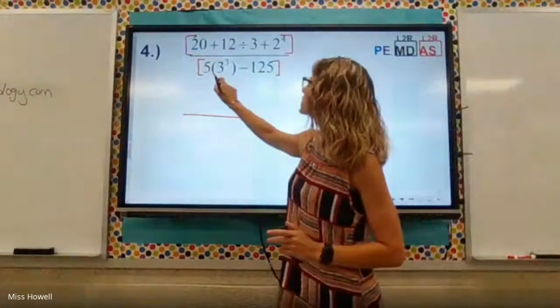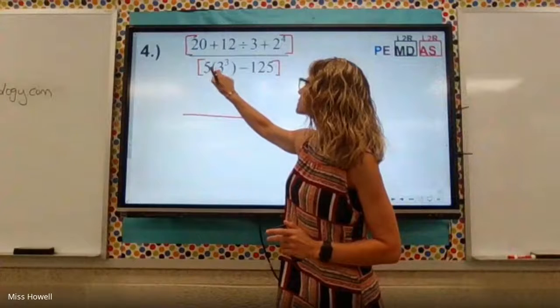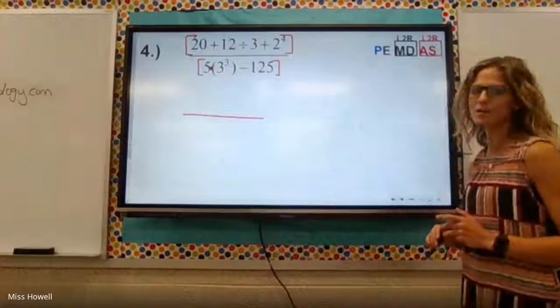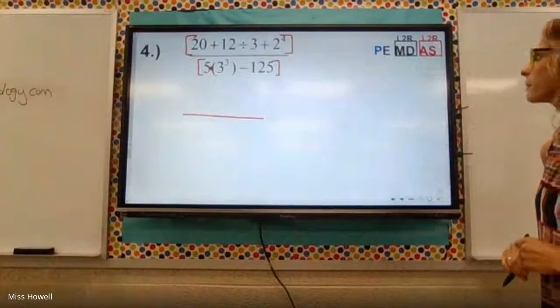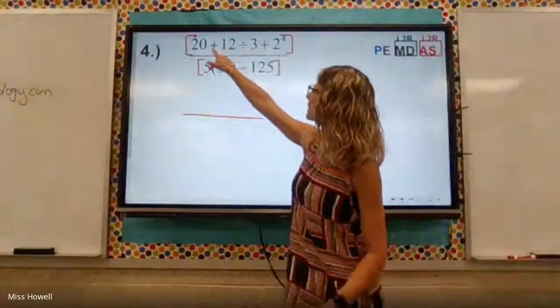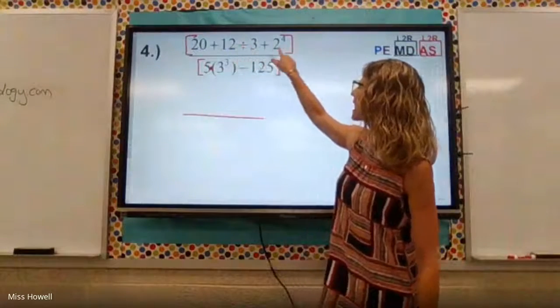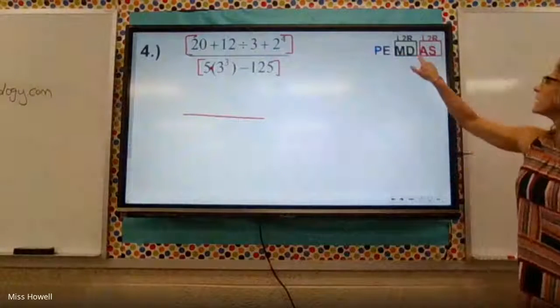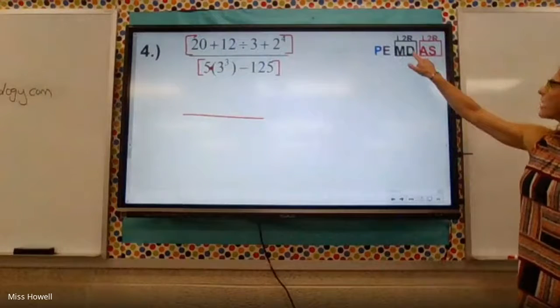Up here, number touching grouping is a multiply again. I would suggest putting that dot or something in there so that you remember that when you get to that point of the problem. All right, so when we're looking at this top, we have an add, a divide, an add, and an exponent. So I would go over here and say, I have adds, I have divides, and I have an exponent.